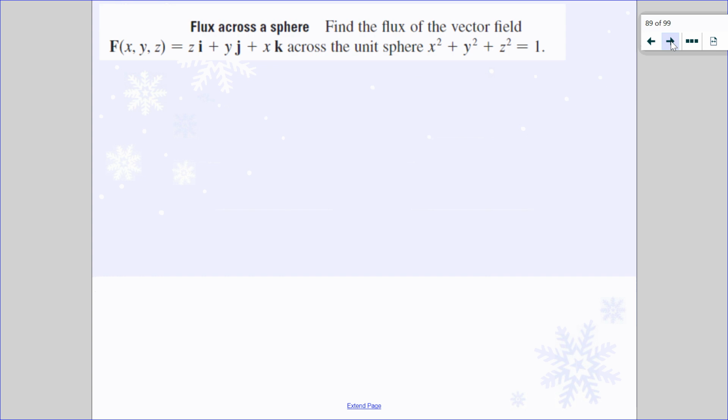All right, so let's first start with calculating flux across a sphere. Our surface is going to be the unit sphere, and our vector field F is going to be given by z for the x component, y for the y component, and x for the z component. Because the surface is a sphere, we're going to use spherical coordinates.